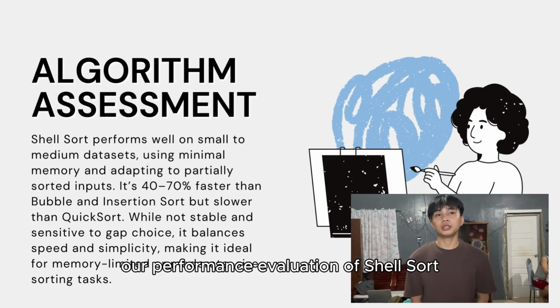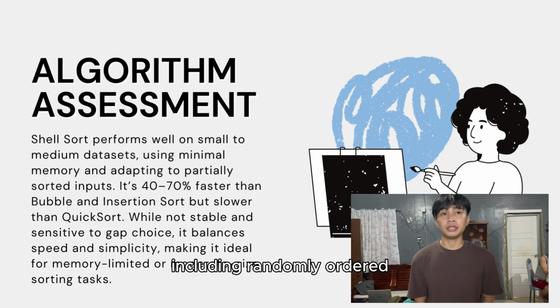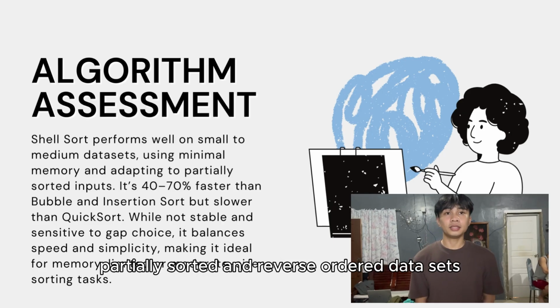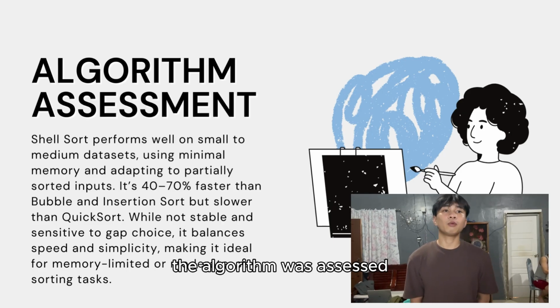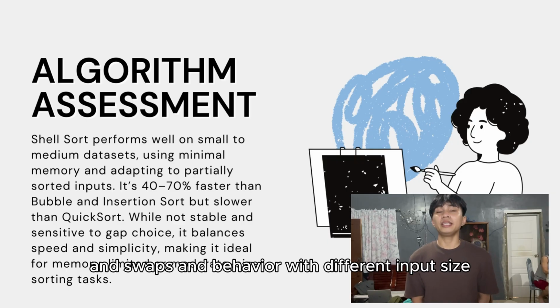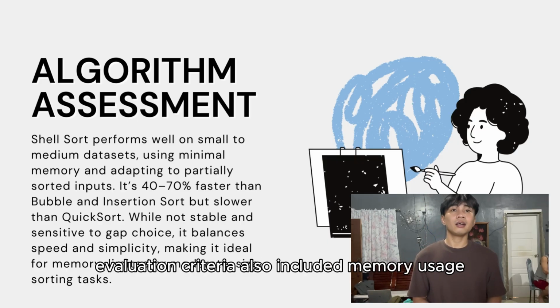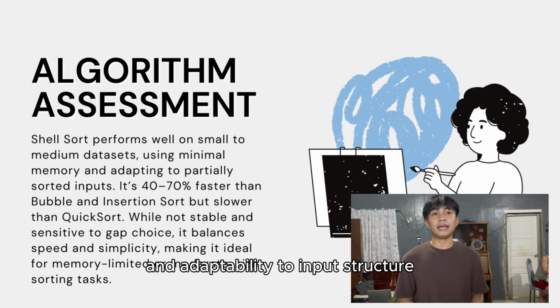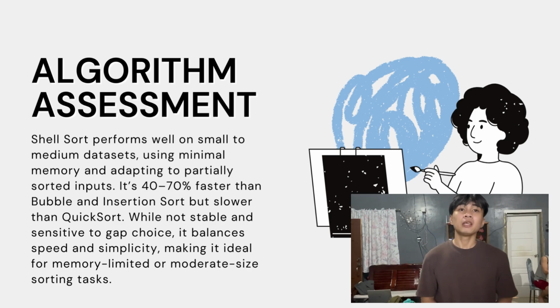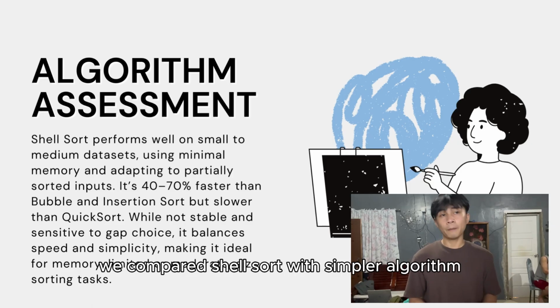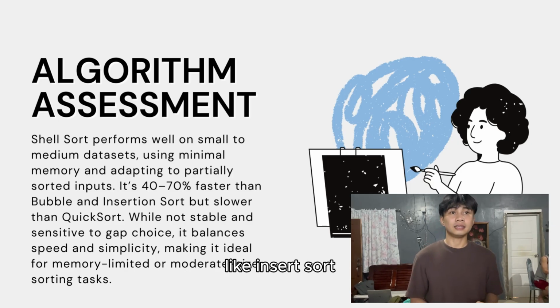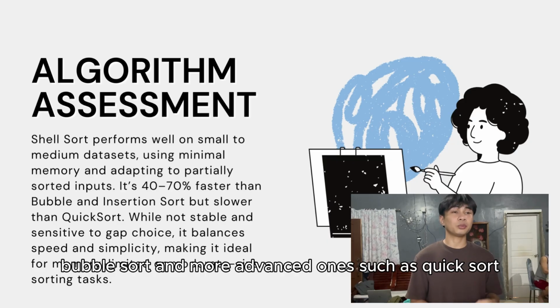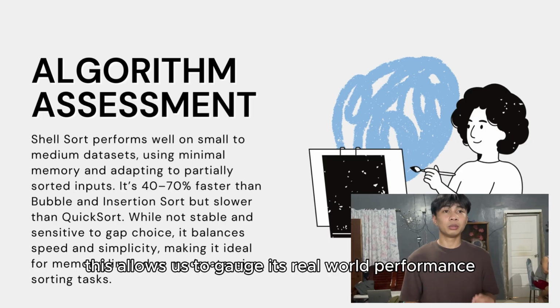Our performance evaluation of shell sort focuses on measuring its efficiency across various data conditions, including randomly ordered, partially sorted, and reverse ordered data sets. The algorithm was assessed based on its average execution time, number of comparisons and swaps, and behavior with different input sizes. Evaluation criteria also included memory usage, which is minimal for shell sort due to its in-place nature and adaptability to input structure. To provide a more comprehensive analysis, we compared shell sort with simpler algorithms like insertion sort, bubble sort, and more advanced ones such as quick sort.